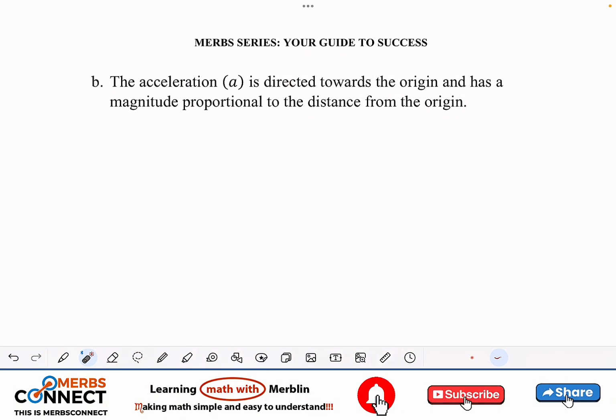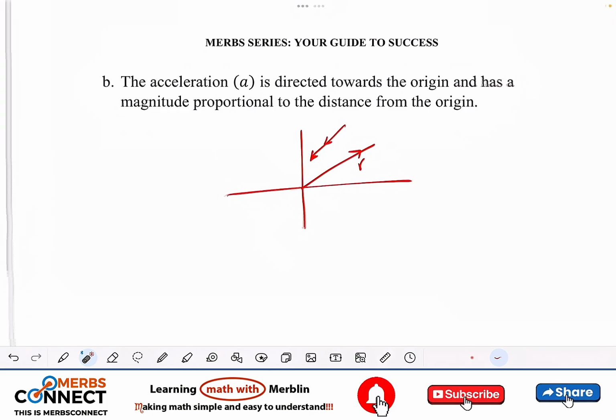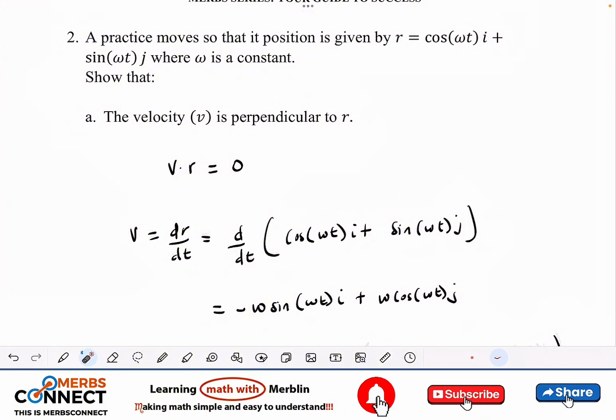Let's look at B. So B is saying that we need to show that the acceleration is directed towards the origin. So when you say directed towards the origin, let's assume that we have our function r of t, which is going this way. So basically what we want to do is show that this acceleration is heading towards the origin. So the direction is now coming down, and if r is going up and this is coming down, then this is the negative. So it means that when we find acceleration, we should be getting negative. Good.